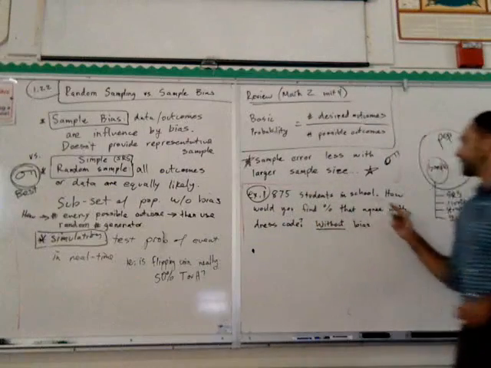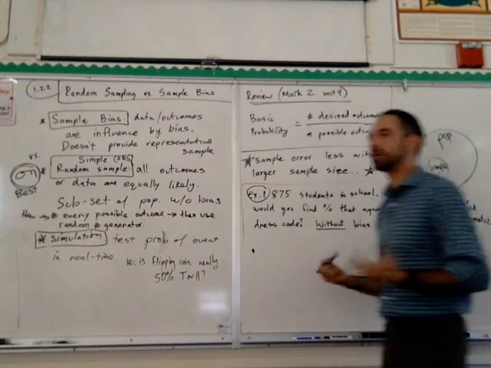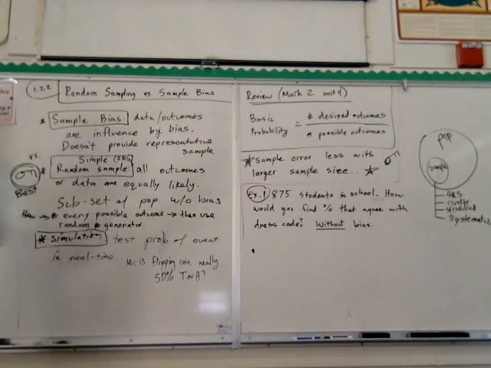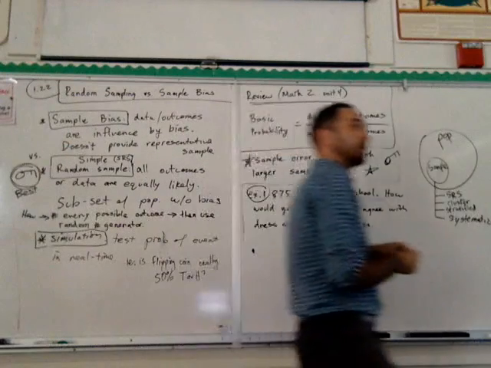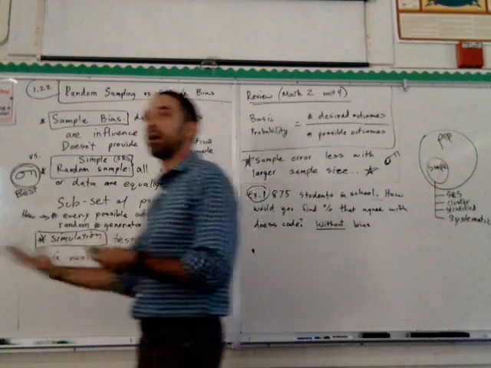875 students in school. Okay. How would you find the percent that agree with the dress code without bias? Without bias. So first thing, what do you need to consider? Let's do it as a group. What do we need to consider when we're creating a sample to find that parameter for the entire population? What do you think? If we're talking about agreeing with the dress code, it matters if the students are what?